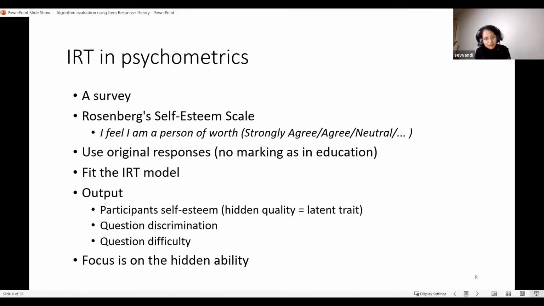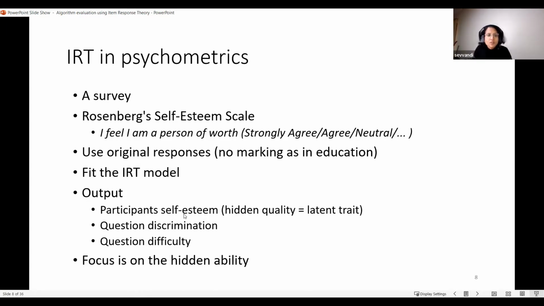And in psychometrics, if you want to find out the self-esteem of a person, you have surveys that you can do. The Rosenberg self-esteem scale has statements like "I feel I am a person of worth," and you answer strongly agree, neutral, disagree, or strongly disagree. Everyone does these surveys, and you take the original responses. Of course, you don't have to mark them and make another score from it, because there's no right or wrong. Then you fit the IRT model from the original responses.